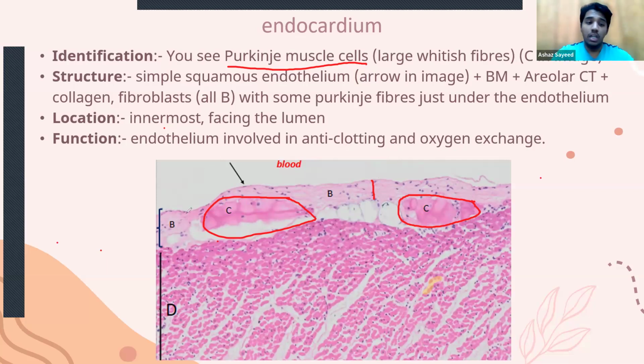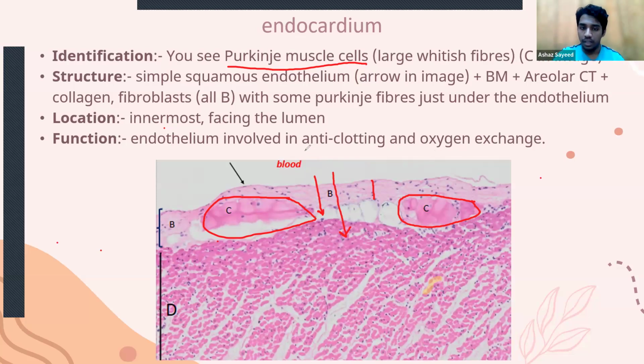Four things you have to know. Location is the innermost, obviously, and it faces the cardiac lumen. And function, the endothelium is important. First of all, it's for oxygen exchange, because oxygen from the blood goes from here to supply the Purkinje fibers and the cardiomyocytes which are close to the lumen. The cardiomyocytes which are farther away from the lumen are supplied by coronary arteries and veins. But for those which are closer, the nutrients can just go through by diffusion. So that's one thing, oxygen exchange.